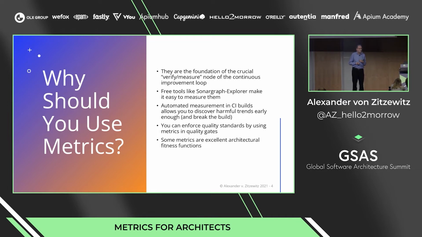So as soon as you have the metrics, you can enforce them. You can say, okay, I don't want cyclical dependencies, or I don't want a source file to be longer than 1,000 lines of code. I don't want a method with more than 100 statements. You can implement those things and enforce them in your CI build. And some of those metrics we're going to learn about today are actually excellent architectural fitness functions. So they basically measure structural and architectural aspects of your code.